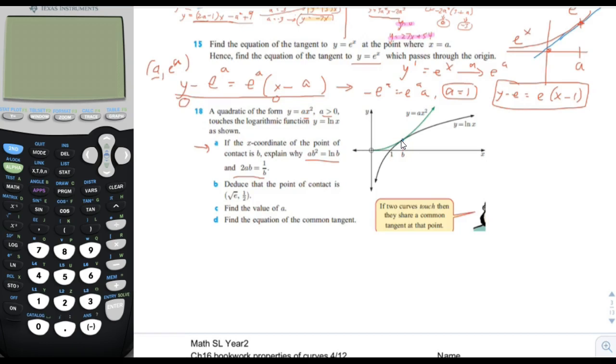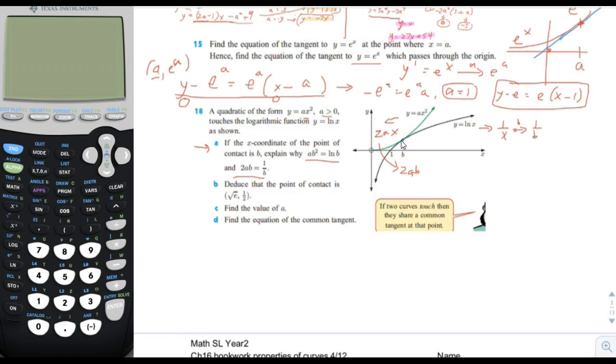To do that, we need to take the derivative. The derivative of log x is 1 over x. The derivative of ax squared is 2ax. Those are the two derivatives, and it's at point b. So 2ax evaluated at point b is 2ab. The derivative 1 over x evaluated at point b is 1 over b.